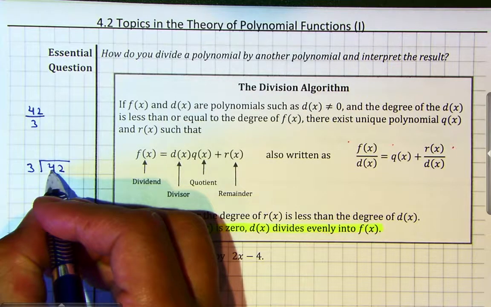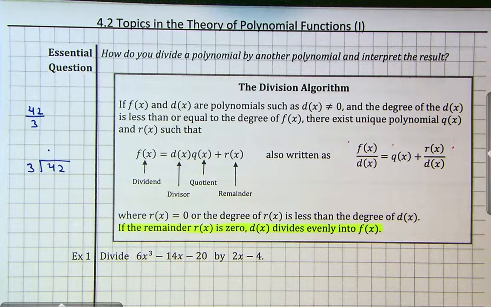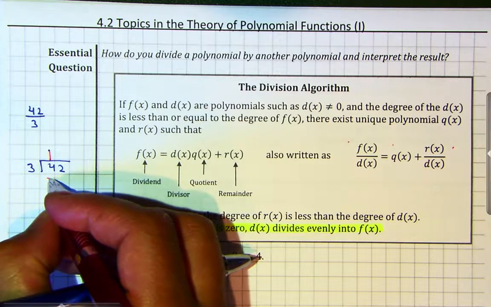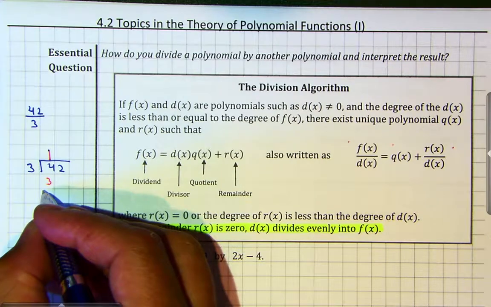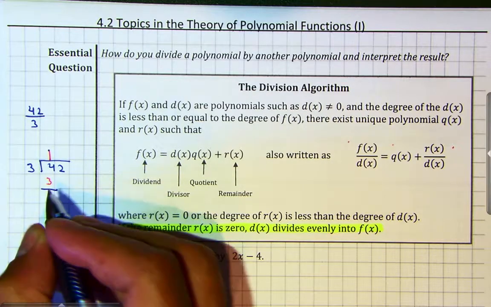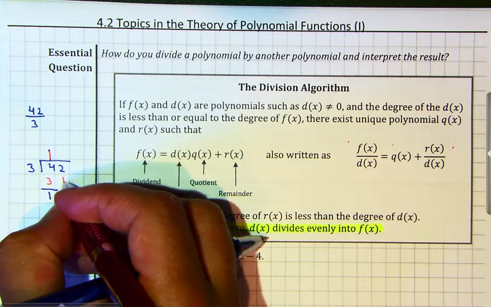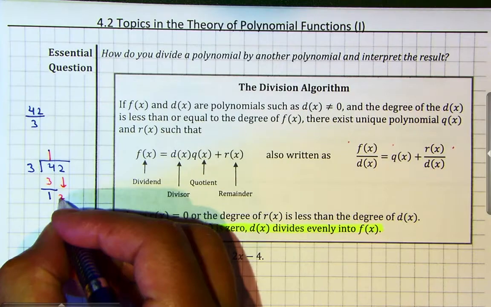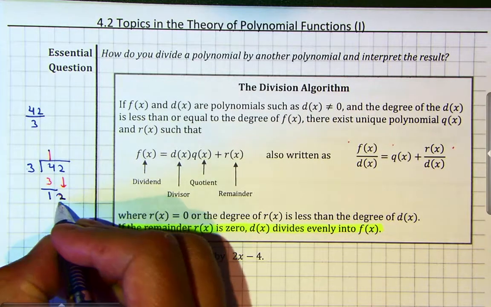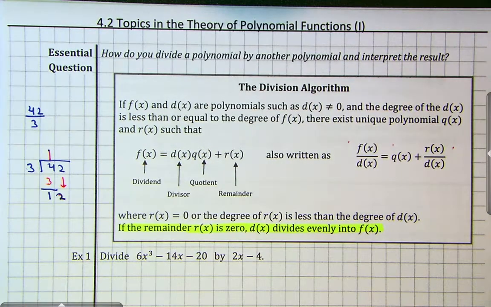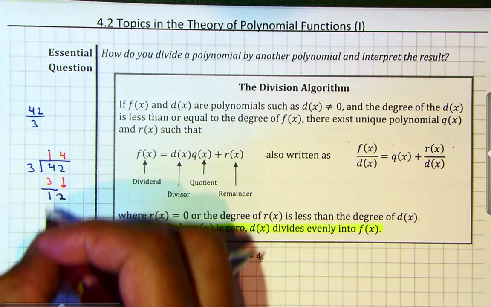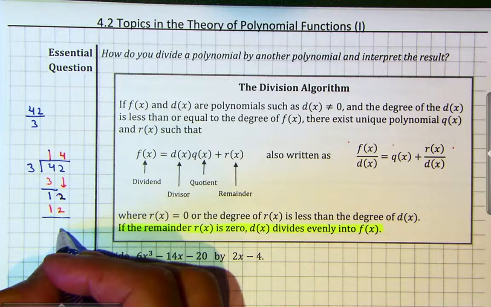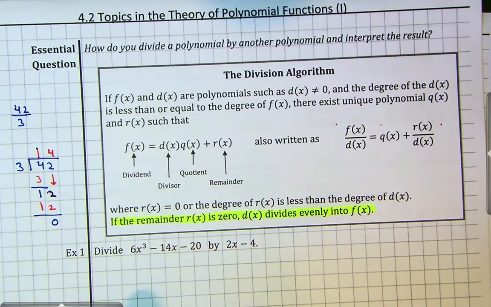3 goes into 4 one time. And then we go through 1 times 3 is 3. And what do we do? We subtract, which gives us 1. Next step is to bring down the 2. And then we go through the process again. 3 goes into 12, 4 times. 4 times 3 is 12. We subtract, it gives us 0. So therefore, we stop once it's 0.